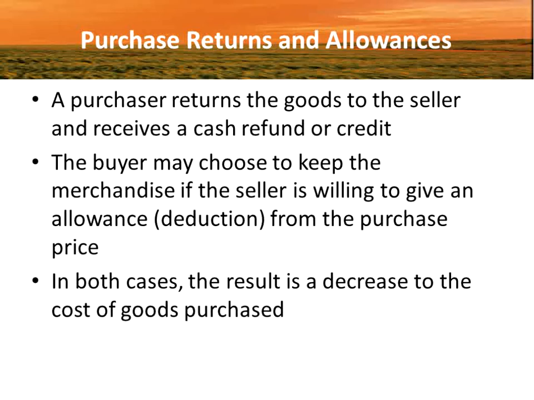We may also choose to keep the goods, so maybe it's just a little bit of damage or the color is just a little bit off. It's not what we ordered, but we'll keep it for a discount, or what we call an allowance on the purchase price. And so again, if we receive an allowance or a deduction on the purchase price, we should accordingly reduce the cost on our books by reducing the cost in our inventory account.